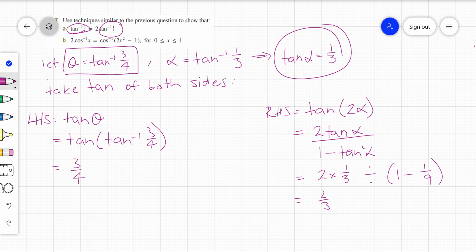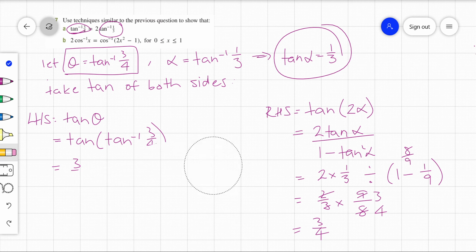Can you see that? All right, so 1 minus a ninth would be 8/9. So I'm timesing by 9 on 8, which gives me 3/4. So now I can say, oh look, left-hand side equals right-hand side. Therefore, this is true. Inverse tan of 3/4 equals 2 inverse tan of a third.